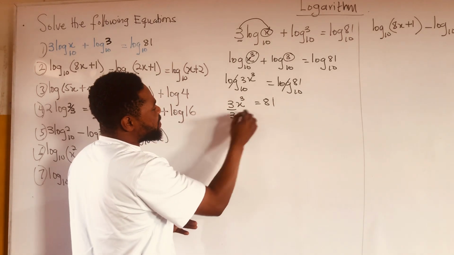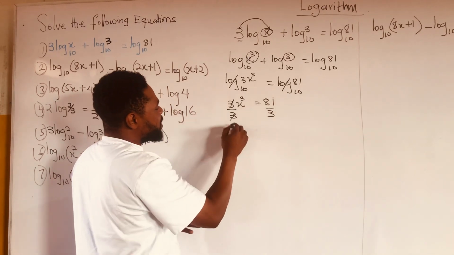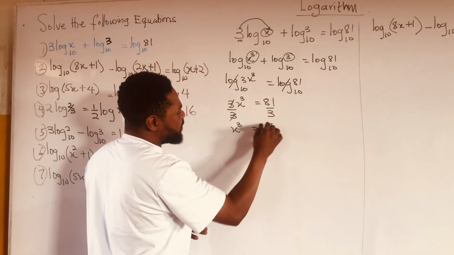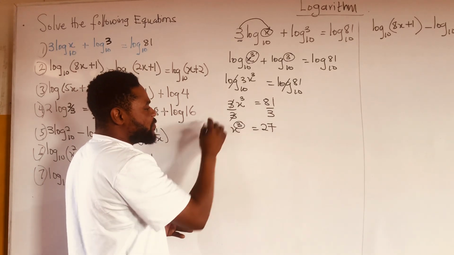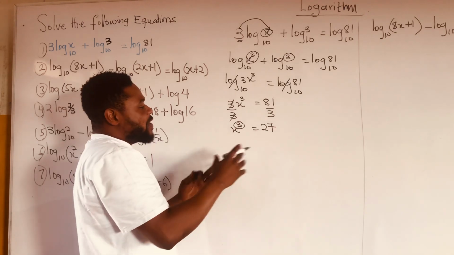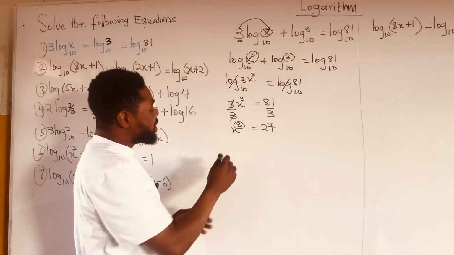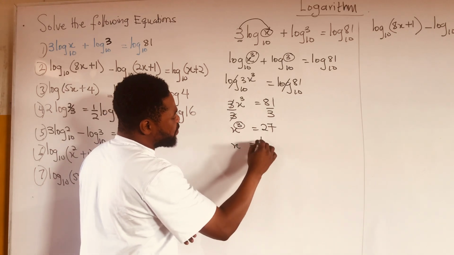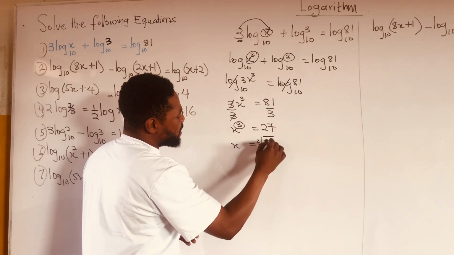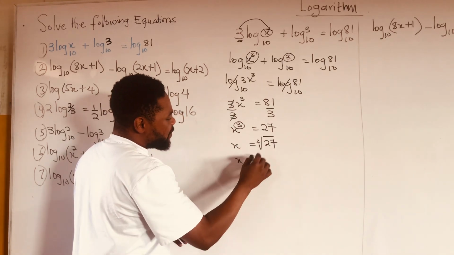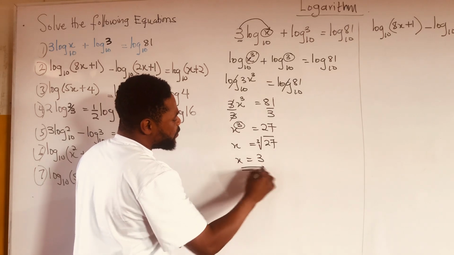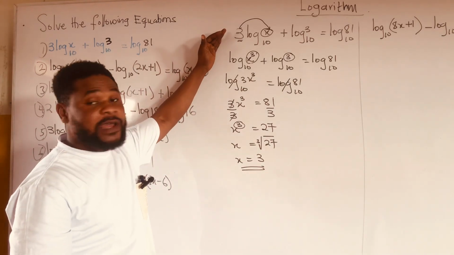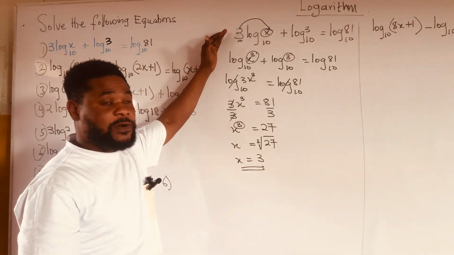We divide here by 3, here by 3. Therefore, our x cube is going to give us 27. Now, we need to get rid of the cube by finding cube root of both sides of the equation. Therefore, we have x equal to cube root of 27. And when we find cube root of 27, we are going to get 3. So this is how we can simplify our first question on the board.